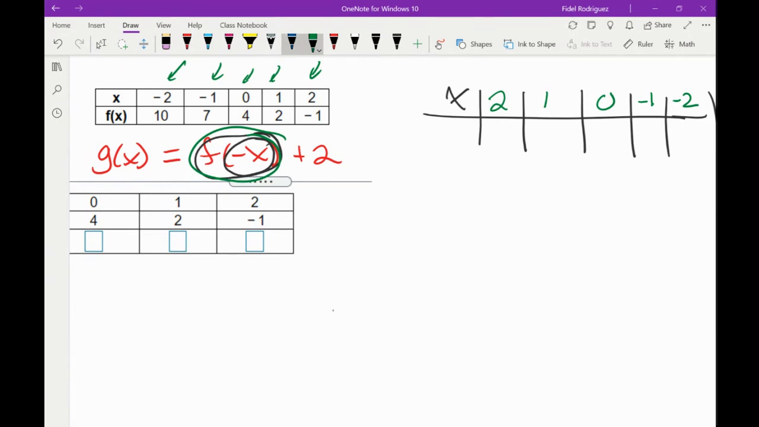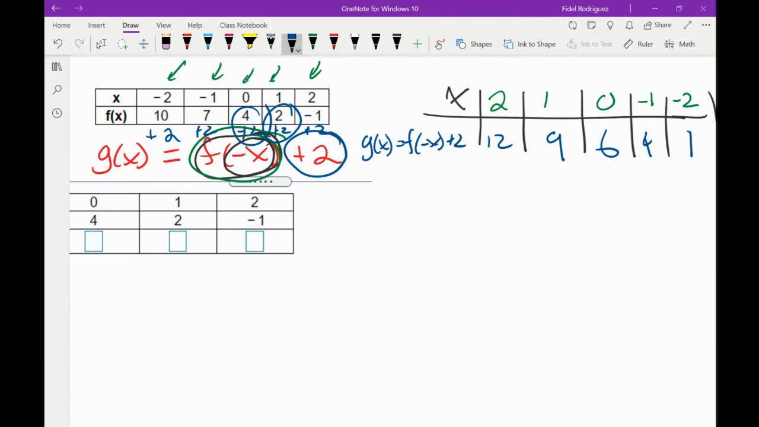Okay, second part now says, we have a plus 2 on the outside. Remember what a plus 2 on the outside means? It means I'm going to take each of these numbers here, y'all, and I'm going to add 2 to every one of them. What's 10 plus 2? 12. 7 plus 2? 9. 4 plus 2? 6. 2 plus 2? 4. Negative 1 plus 2? 1, right? And this is g of x equals f of negative x plus 2.